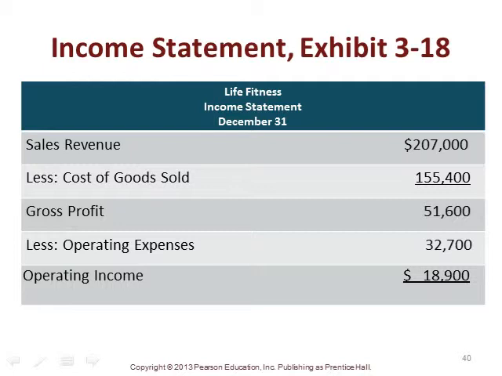So this is a very simplified example of the income statement that then gets generated as a result of those journal entries. Revenue of $207,000, less cost of goods sold of $155,400 gets us to gross profit. Less operating expenses of $32,700 gets us to our operating income of $18,900. So again, just a very high-level, simplified version of an income statement if we follow those journal entries that we just reviewed all the way through to the end.